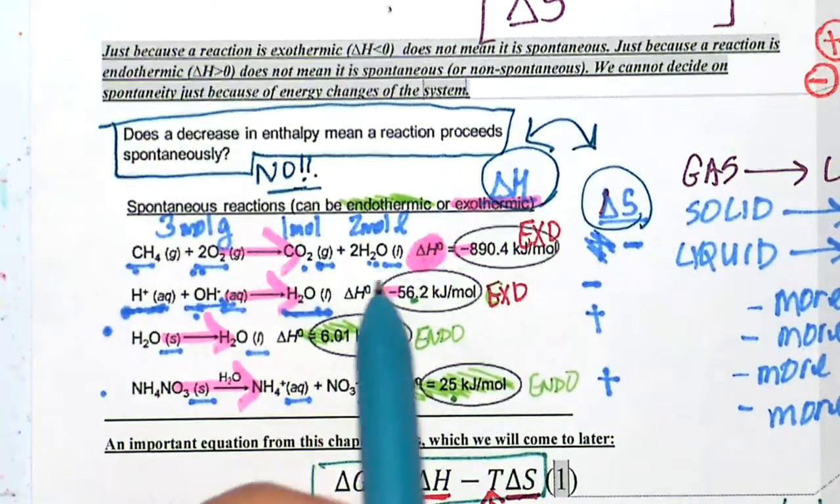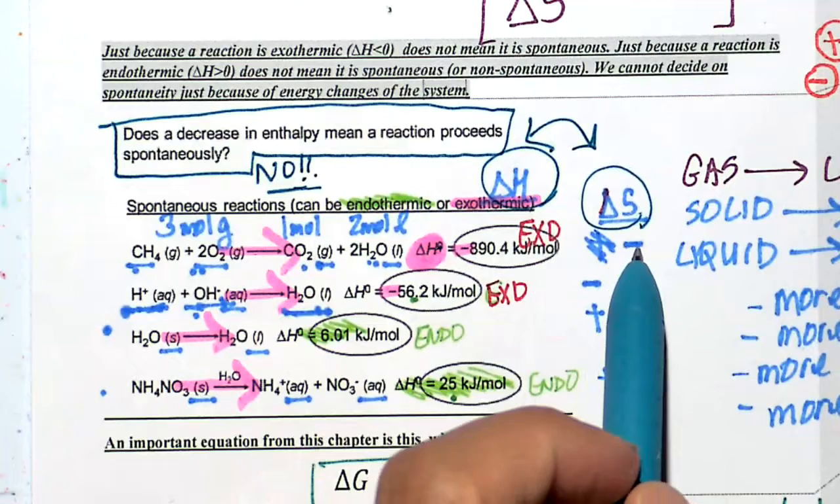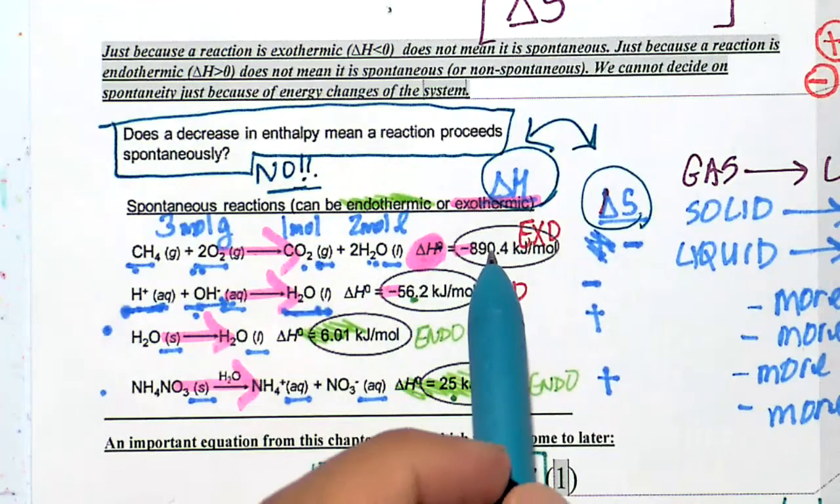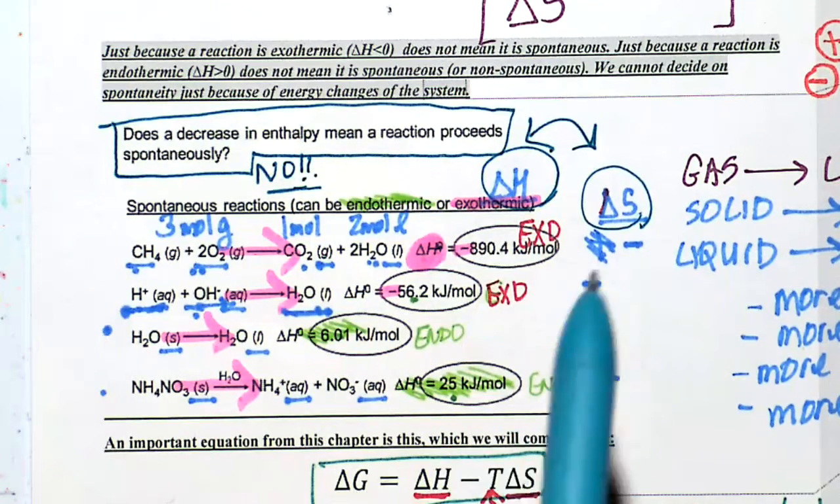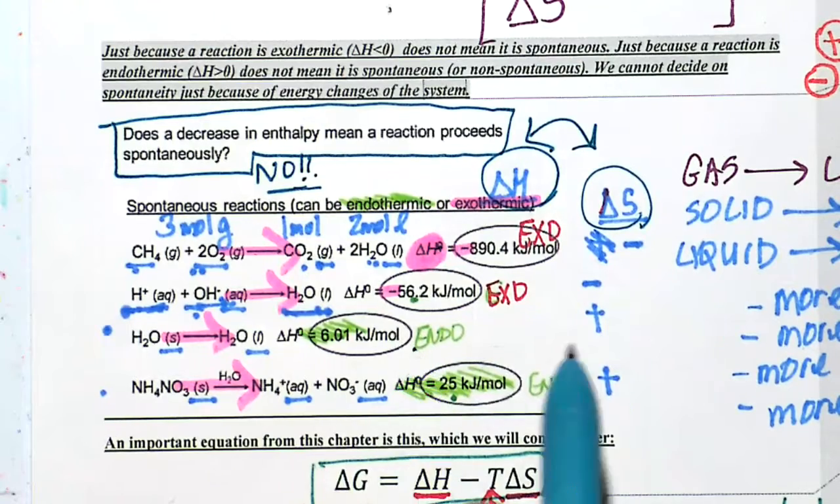You can have something that's exothermic and have a positive delta S. You can have something that's exothermic and have a negative delta S. You can have something that's endothermic and have a negative delta S. So they're all one or the other. They're all independent of each other. Okay, so that's the point of this.